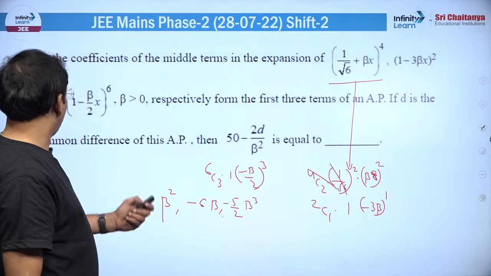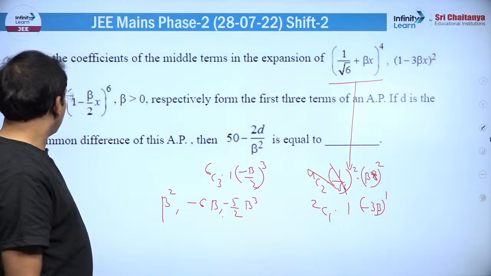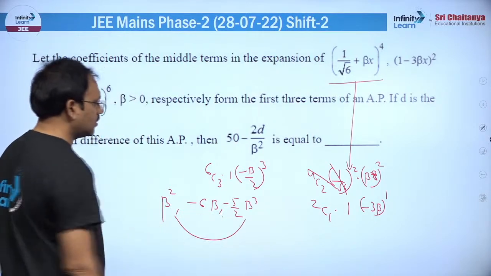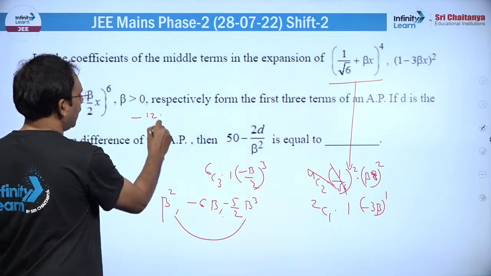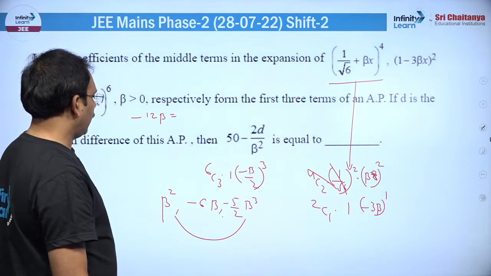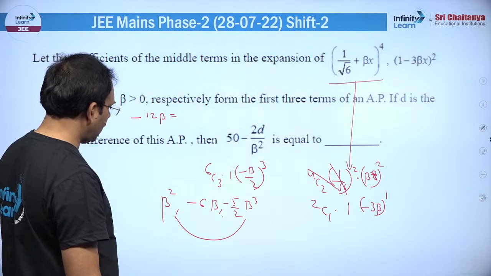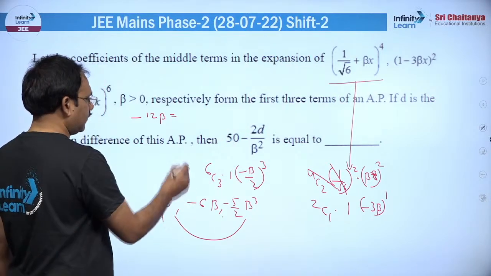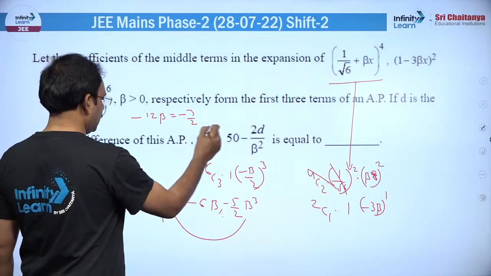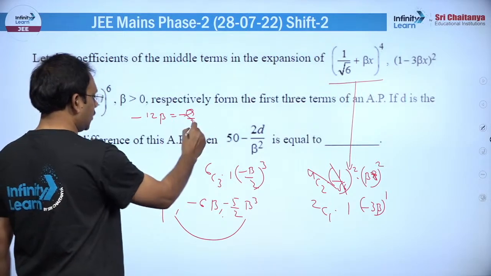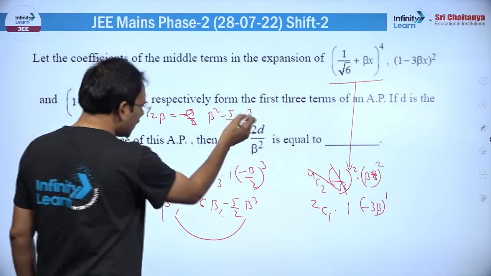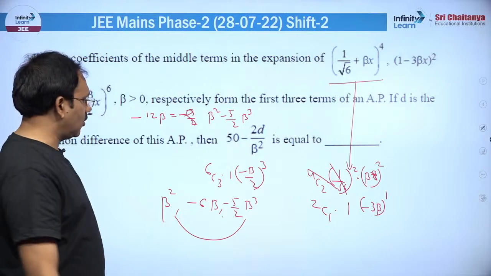He said that they form an AP, D is the common difference. If they form an AP, the sum of these two is twice this one, that is minus 12 beta is equal to, you can write 1 minus 5 by 2, which is minus 3 by 2, right? Minus 3 by 2, you can write beta square plus beta cube. You can write beta square minus 5 by 2 beta cube. You can cancel beta.